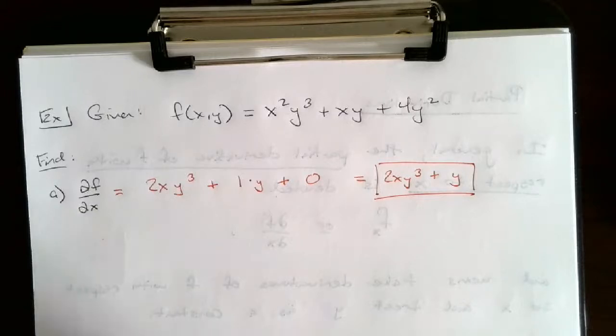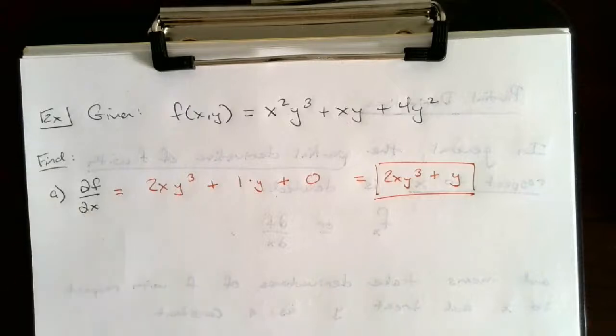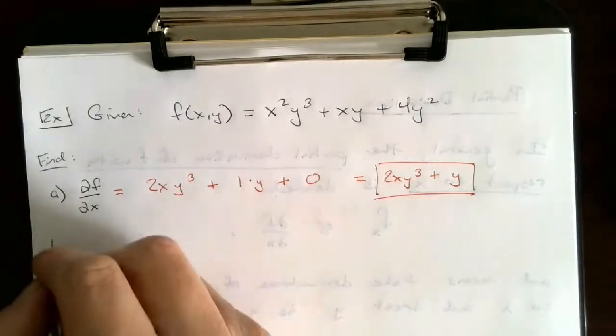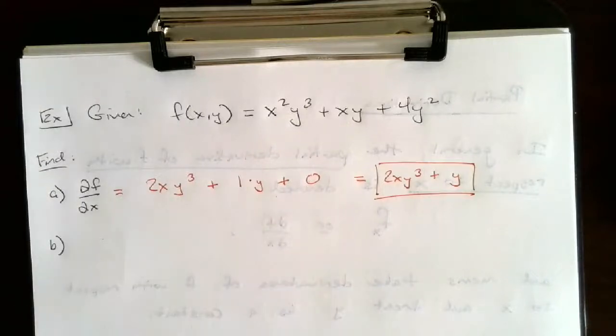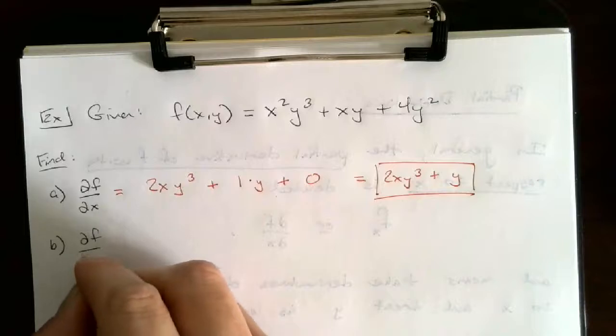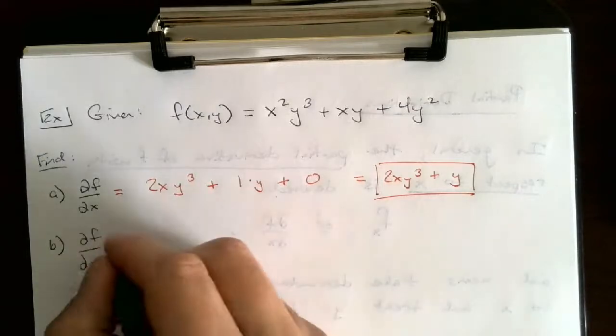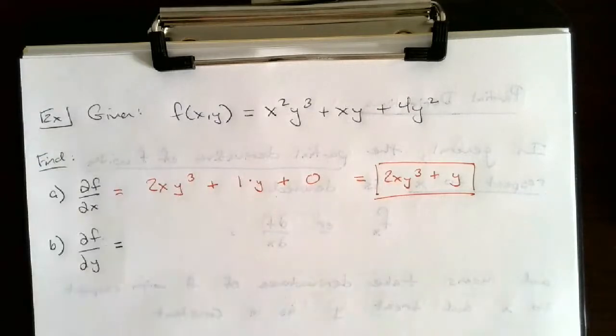All right, remember, you're always treating whatever you're taking the derivative with respect to, that part's the variable, and everything else is the constant. Suppose I asked you this. If we're taking the partial derivative of f with respect to y. Well, now as I do this, remember what we're doing. We're treating y as the variable, and x will be treated as a constant.